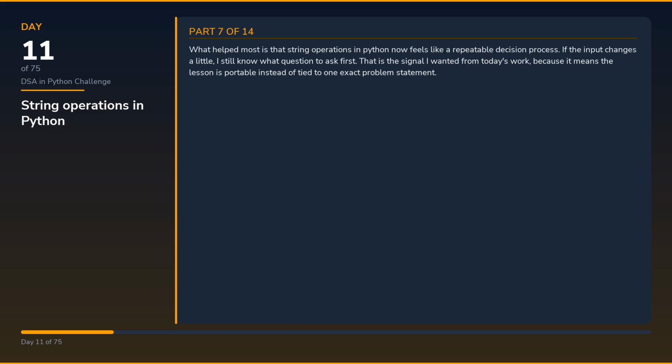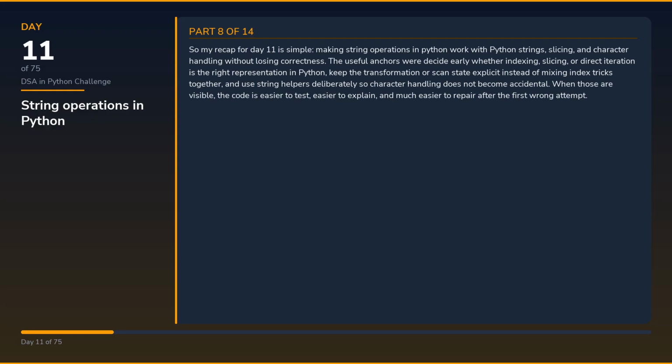What helped most is that string operations in Python now feel like a repeatable decision process. If the input changes a little, I still know what question to ask first. That is the signal I wanted from today's work, because it means the lesson is portable instead of tied to one exact problem statement. So my recap for day 11 is simple: making string operations in Python work with Python strings, slicing, and character handling without losing correctness.